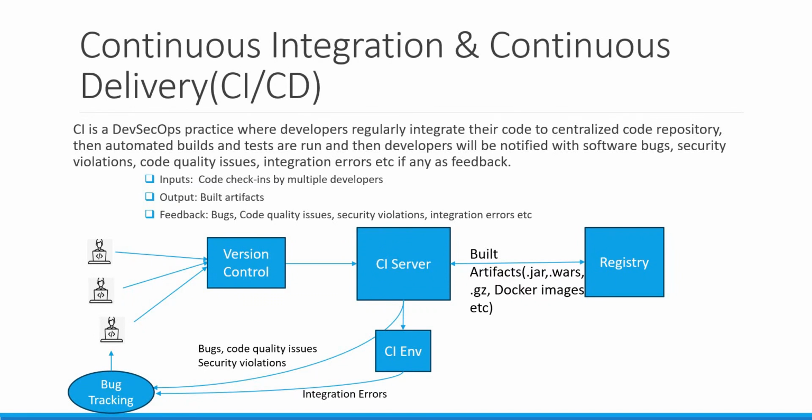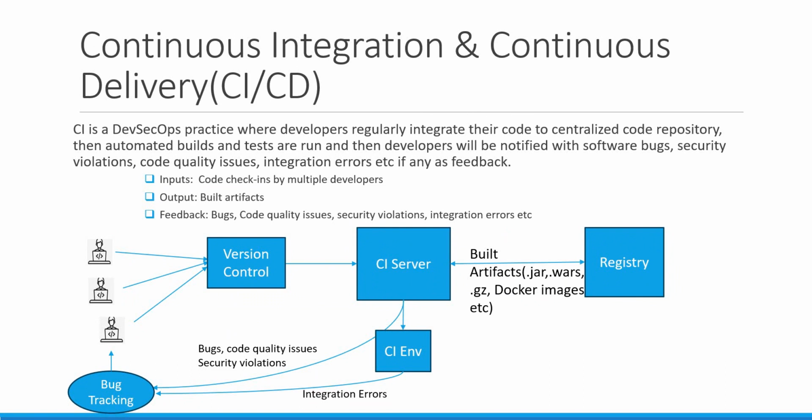The inputs to the CI process are the code which is checked in by multiple developers, and the output of this CI process are the built artifacts, which can be JAR files, WAR files, EAR files, etc. for Java applications, Docker images in case of container-based applications, or zip files, GZ files, etc. based on different applications. So these built artifacts will be stored in the binary registry. In addition to the output, the bugs, code quality issues, security violations, and the integration errors, etc. will be notified to the developers as feedback. Here we have shown the CI environment, as some applications need a separate CI environment for running the integration test cases. So this is about the CI process. The CI process will be used as the first stage in the CI/CD pipeline.